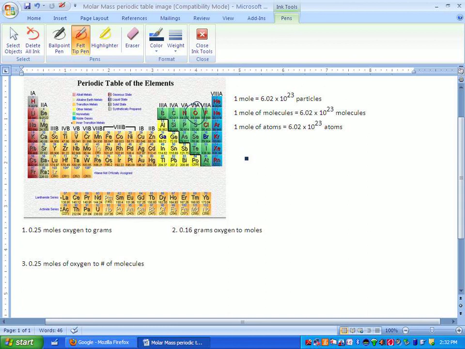If you look at the periodic table, it tells you that 1 mole of oxygen is equal to 15.999 gram. That's the molar mass of oxygen as a single atom. This 1 mole means that it contains 6.02 times 10 to the 23rd atoms of oxygen. It's referring to that many atoms that weigh 15.999.